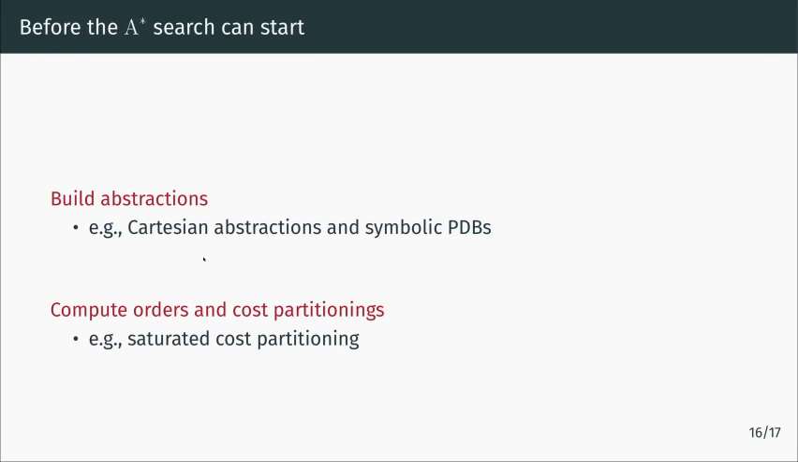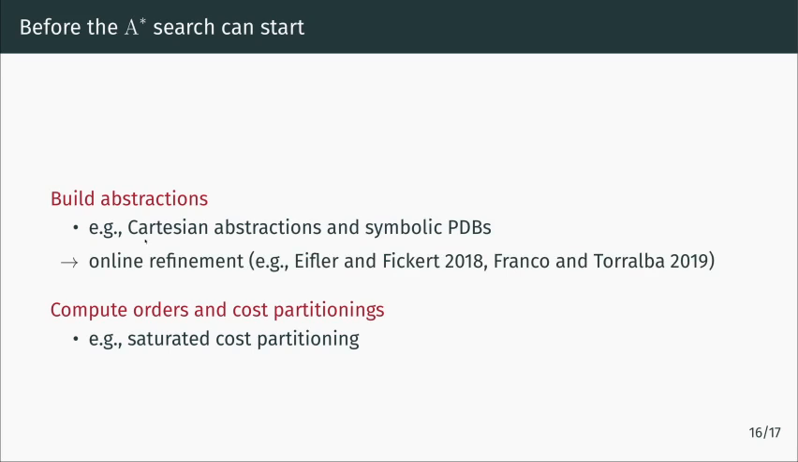So if we look at what we have to do before the A-star search can start, we see that we have to build the abstractions, obviously, for example, the Cartesian abstractions and symbolic PDBs. And to interleave this with the A-star search, we can use online refinement, as has been done in the literature for both Cartesian abstractions and symbolic PDBs. And then we have to compute orders and cost partitionings, for example, for saturated cost partitioning. And we saw already in the literature that we can use the Bellman inequality, or in this talk that we can use the novelty criterion or a fixed interval for this.